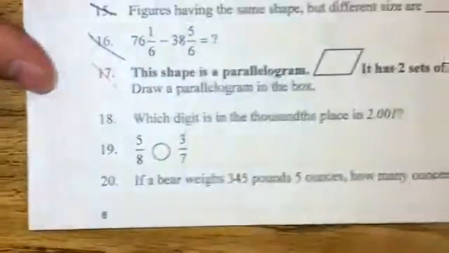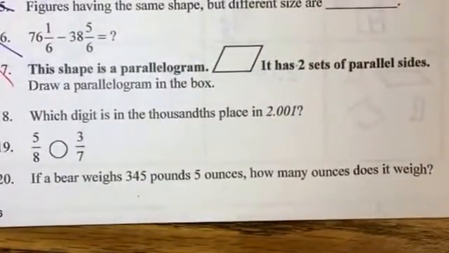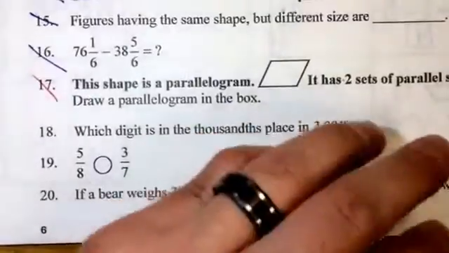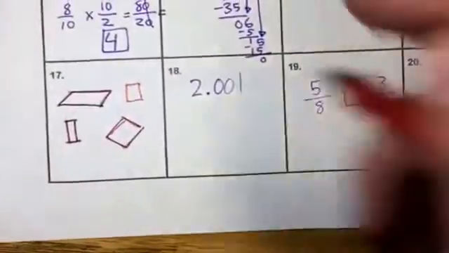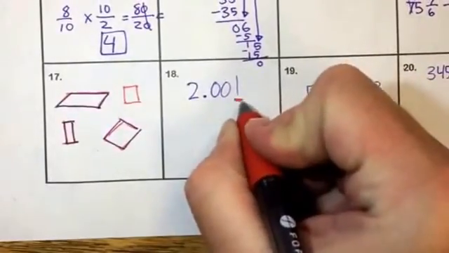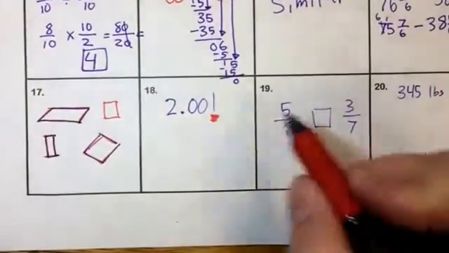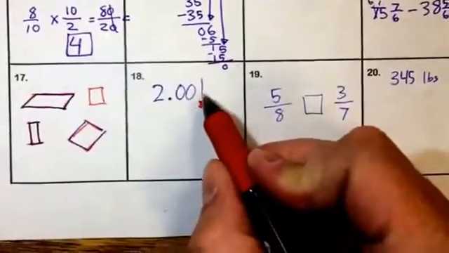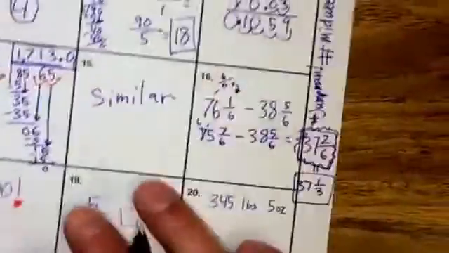Okay. Number 18. Which digit is in the thousandths place in 2 and 1,000th? Well, if we are able to read that correctly, we should know that the 1 is in the thousandths place because I know that the thousandths place is 3 places past the decimal.